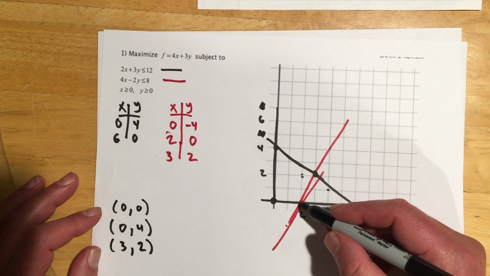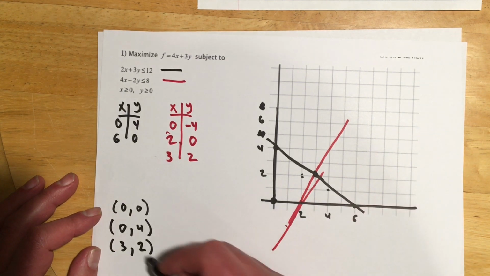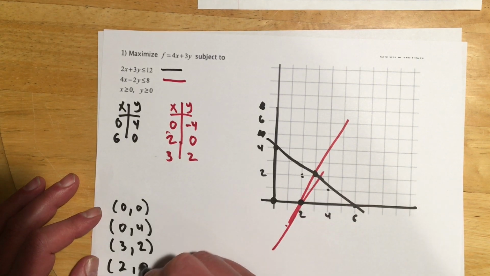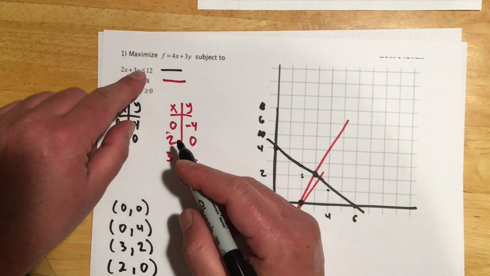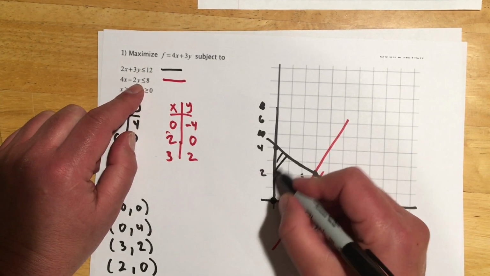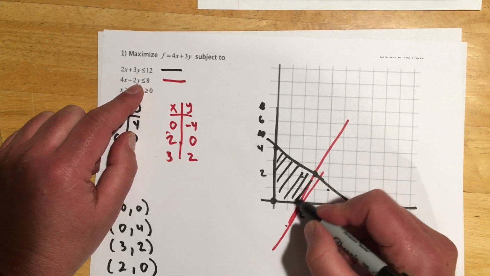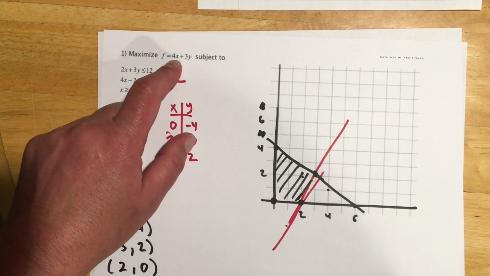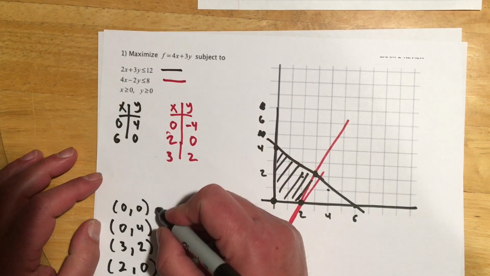And the last one down here is 2, 0. And I guess I didn't point out, these are less thans, and so that means it's going to be the kind that's bounded. So it's going to be that region right there. And then all I have to do is put these into the objective function and figure it out.